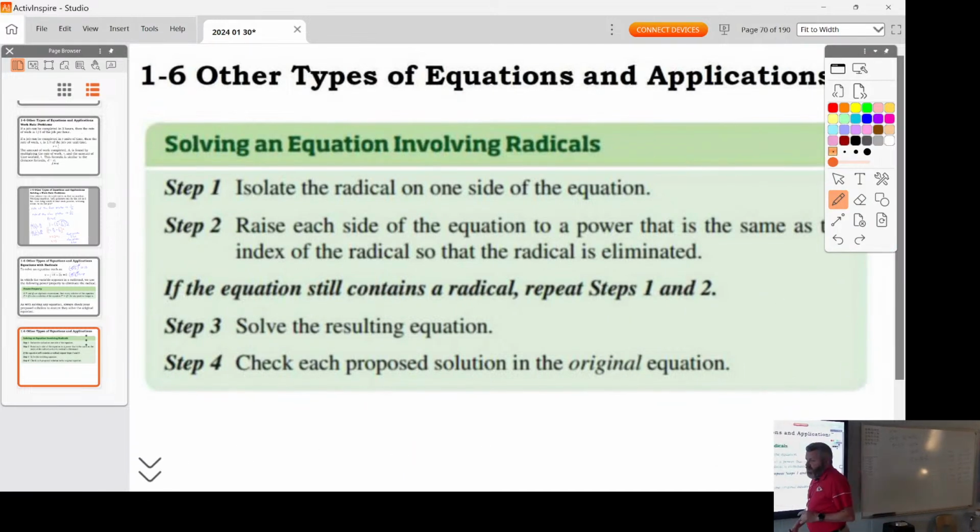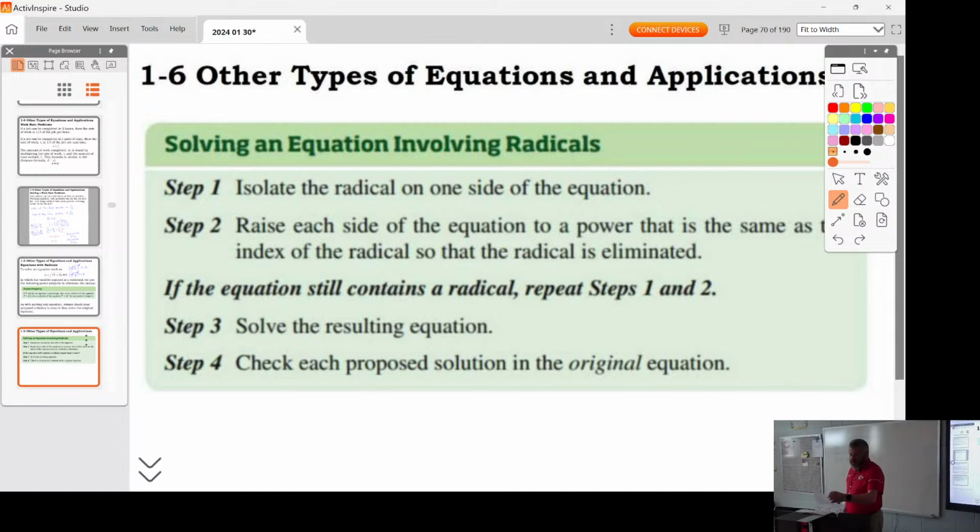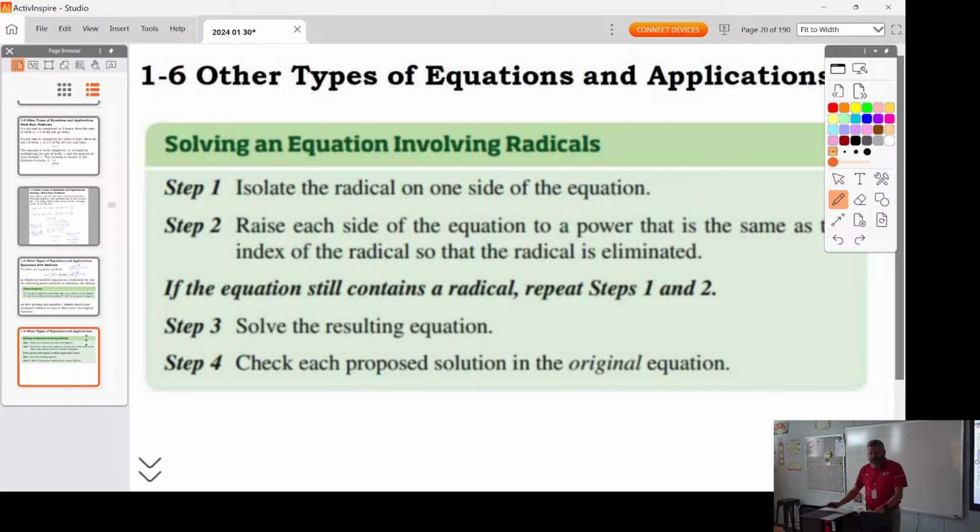The steps to solving a radical equation. Step number 1, get a radical by itself. There may be more than one radical in an equation. You must isolate, get one radical by itself. If there's multiple radicals, which one do you get by itself? The answer is, I don't care. Just get one of them by itself. What's that?